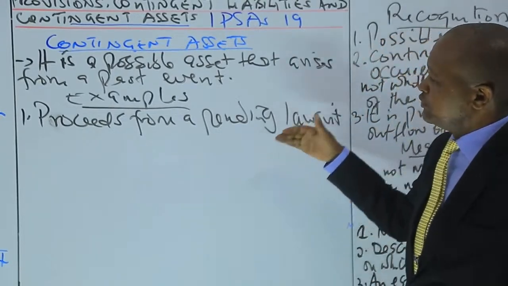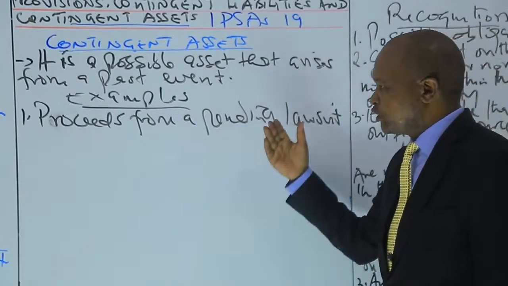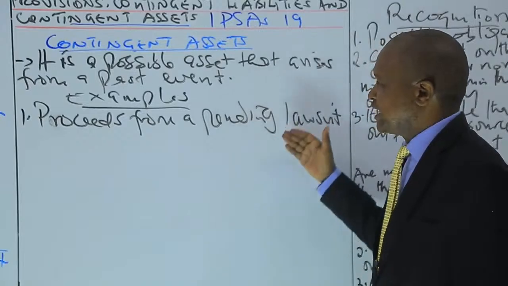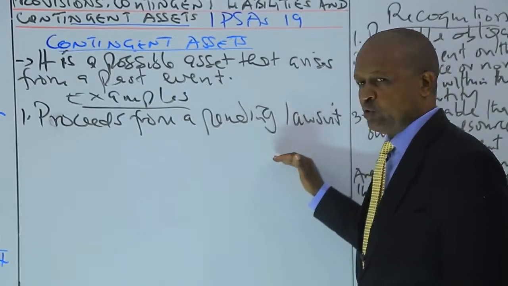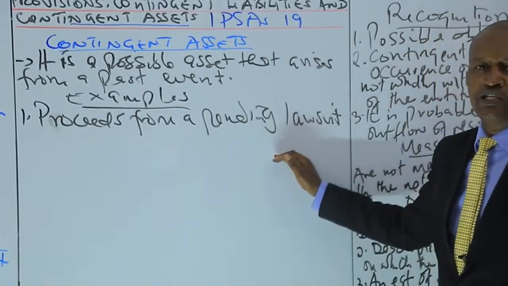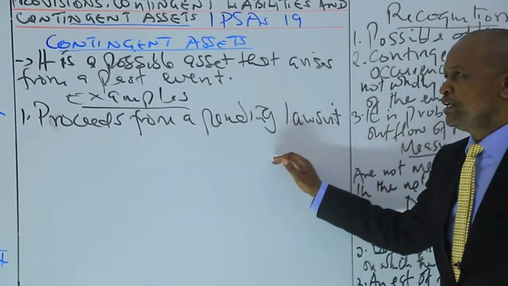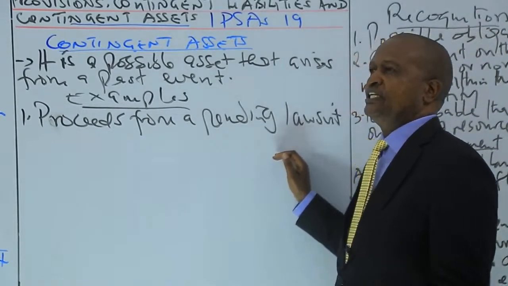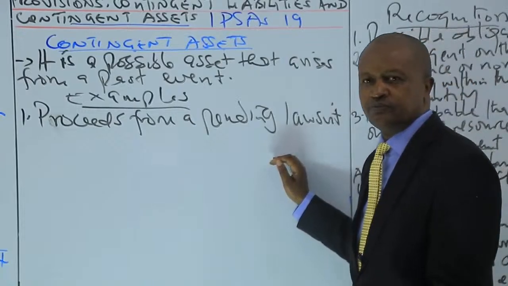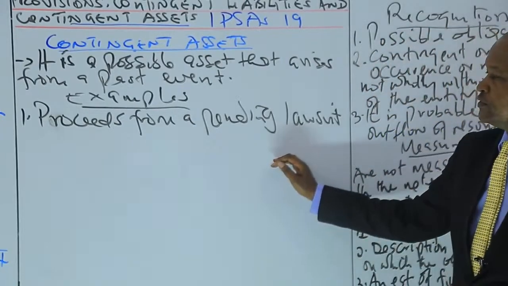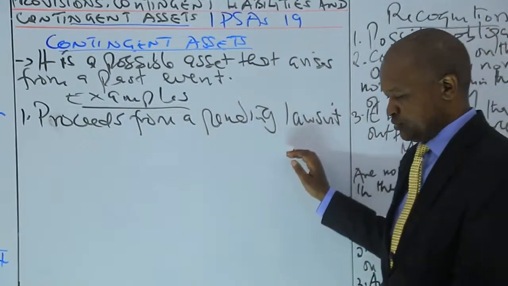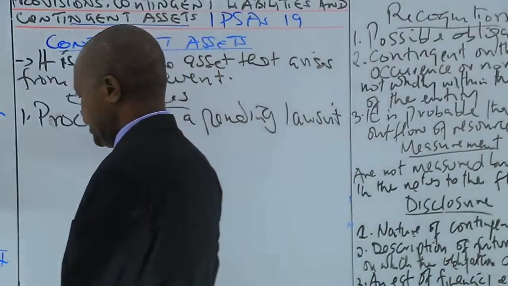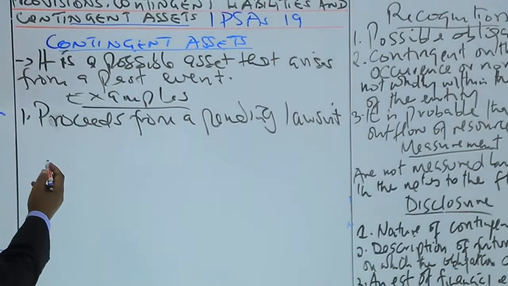So we've said that contingent assets are not measured, but they are disclosed. So the company, in such an example, is required to disclose in the notes to the financial statements. The company or the public sector entity is required to disclose proceeds from a pending lawsuit. That's an example. Another example is insurance claims.